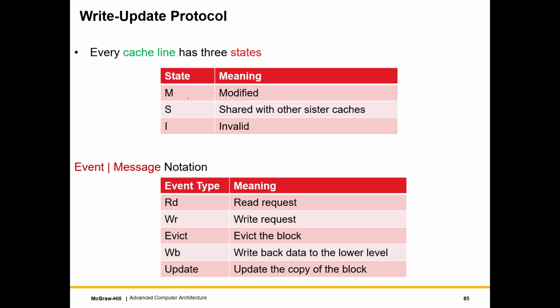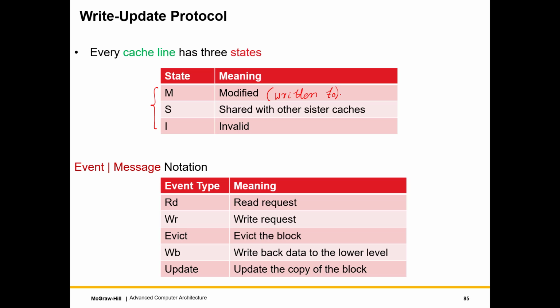In the write update protocol, something that we will continue to do from here on is that we will augment each cache line with 3 states: M, S, and I. M stands for modified, which we have seen before. This basically means that a write has happened, so it has been written to. S means that the line is possibly shared with other sister caches. And I means it is invalid, which means it does not contain valid data.